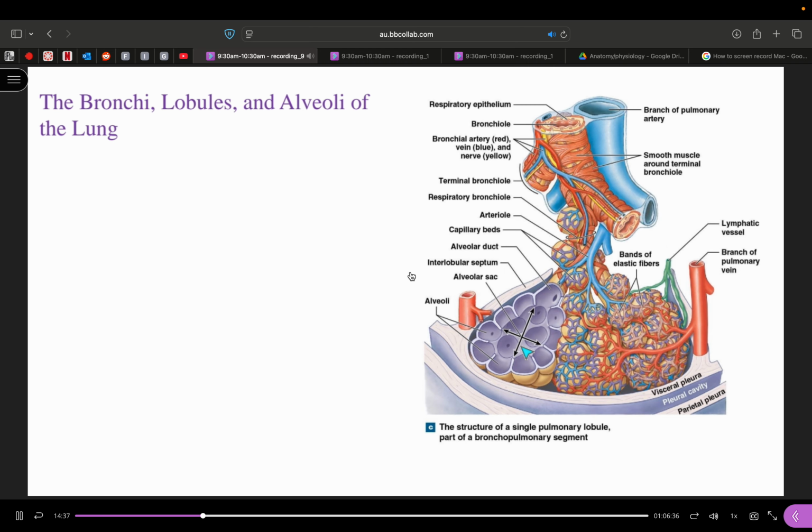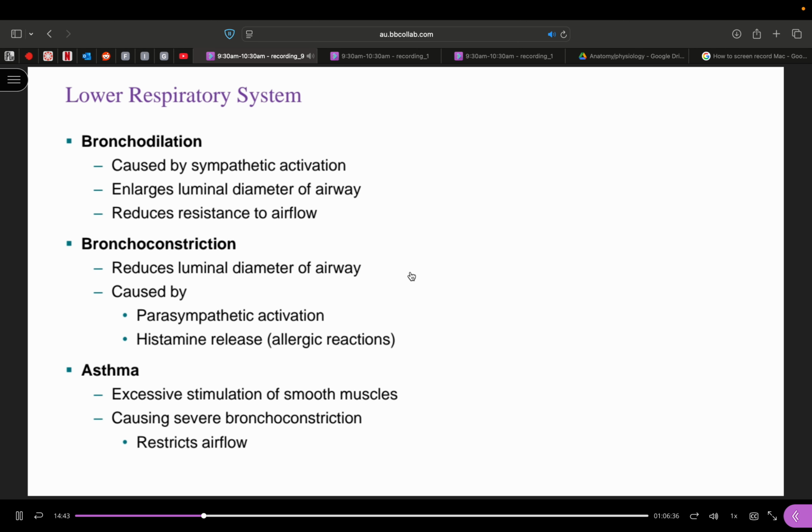Okay, so now basically what we also have here in the lower respiratory system are these three particular points that I'd like you to know. You need to know bronchodilation and bronchoconstriction, what they are. Essentially, they are just causing a reduction to resistance to airflow or an increase to resistance in airflow.